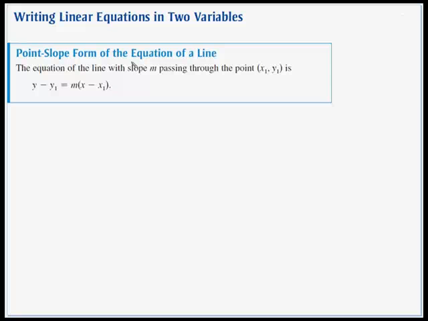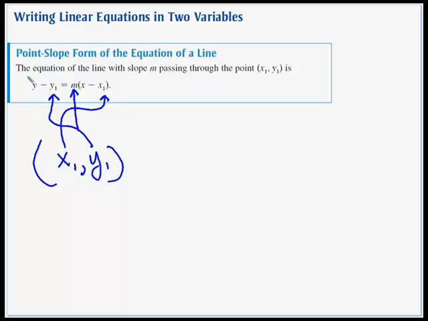Writing a linear equation in two variables. The equation of a line with slope m that passes through point x1, y1 is equal to this. So if we are given a slope m and we're given one point x1, y1, we just plug this x1 number in here, we plug this y1 number in here, and we put it in slope-intercept form. We'll just solve for y. So we have a final equation, y equals something.